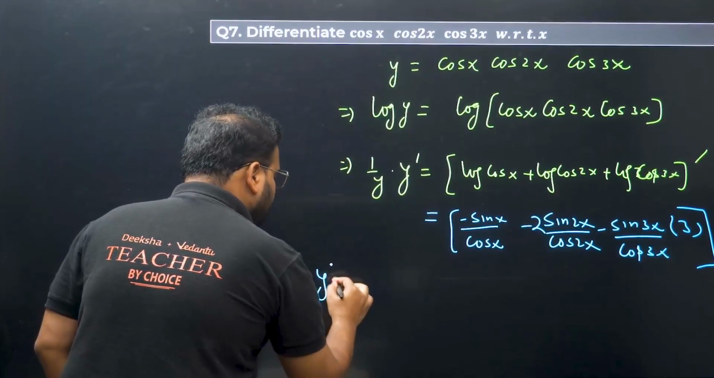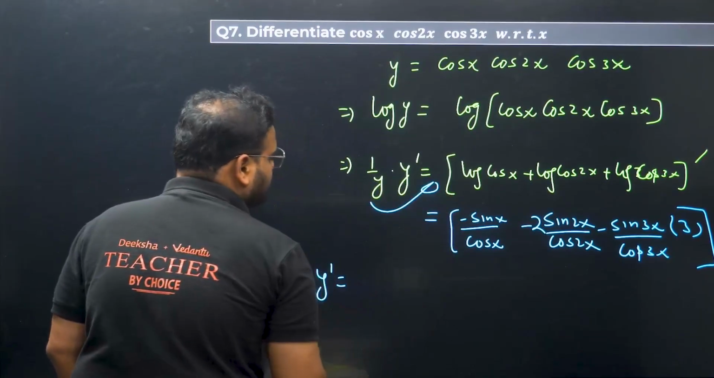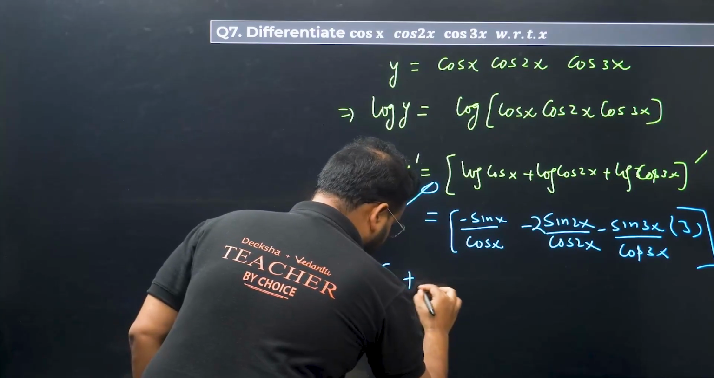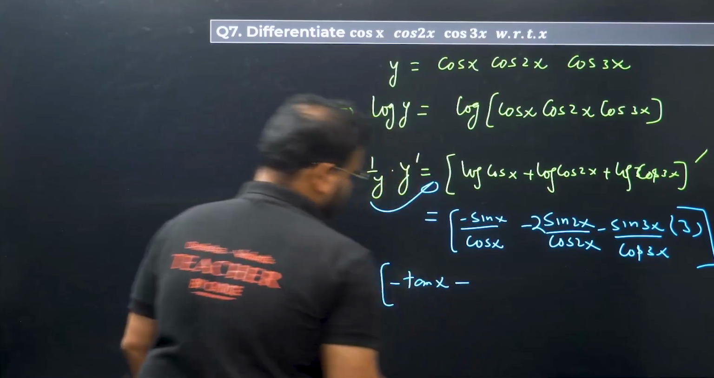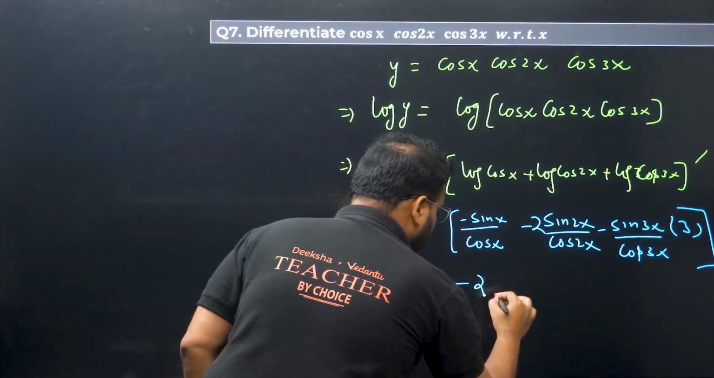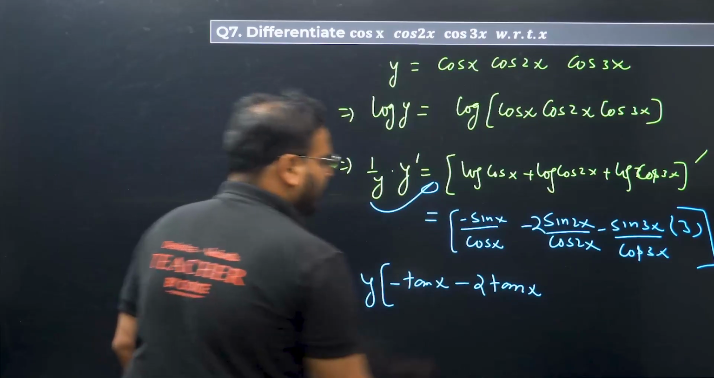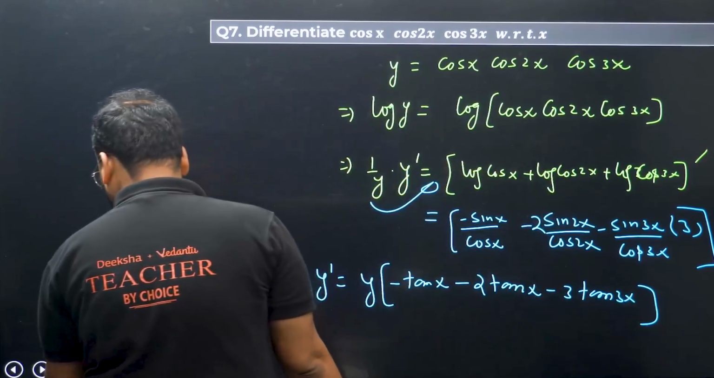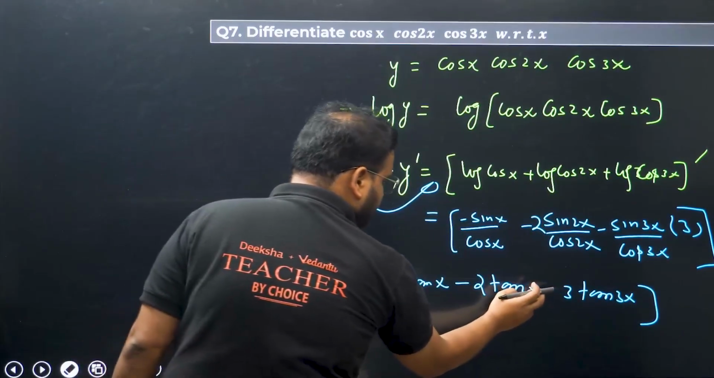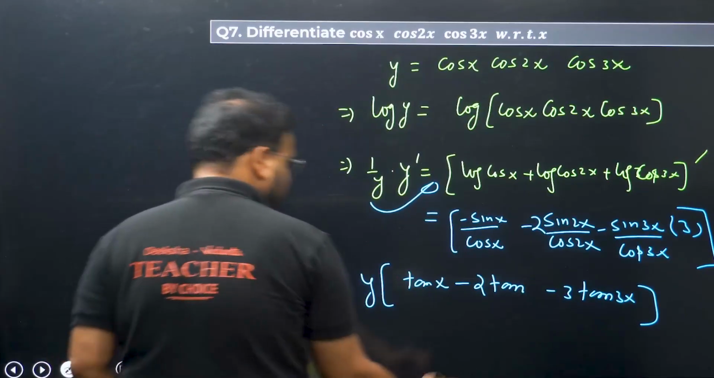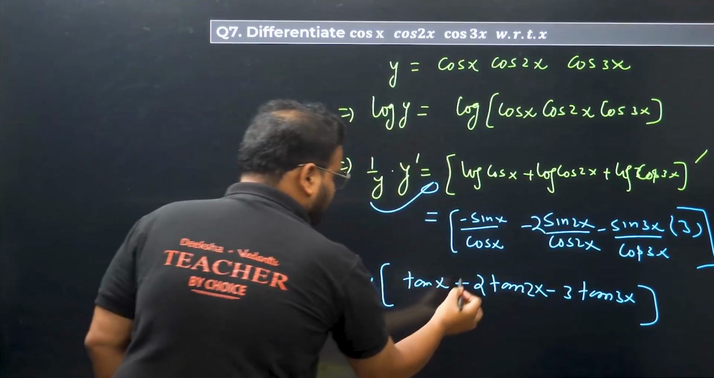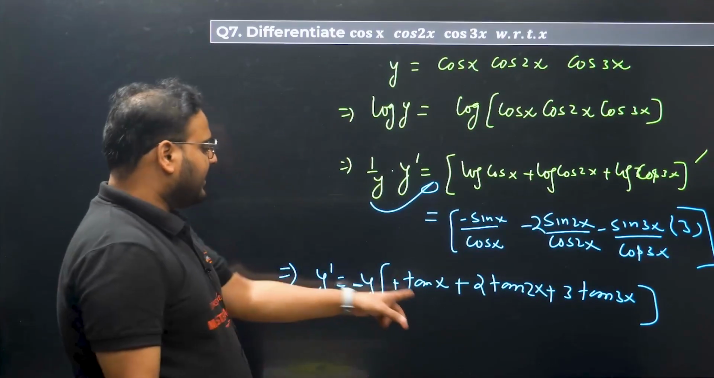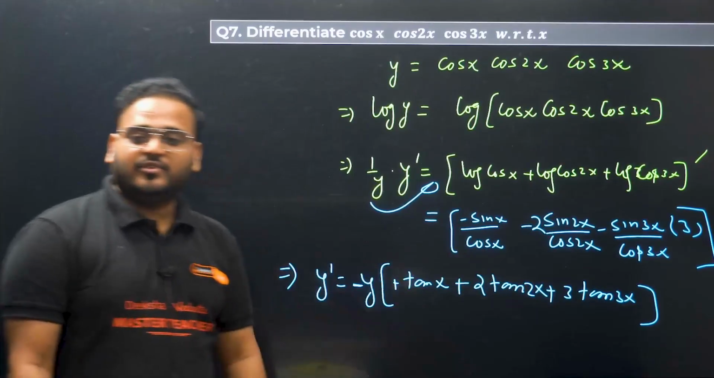We get y dash equals to, this y will move on this side, so y dash equals to y times of, have a look, minus tan x, minus twice of tan x, okay, and minus thrice of tan 3x. Actually there is a mistake, this would be tan 2x actually, tan 2x. I can take minus sign common, so you'll have tan x plus 2 tan 2x and 3 tan 3x. That's your answer.